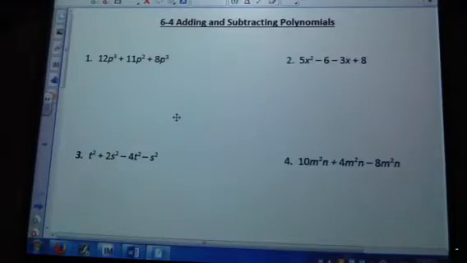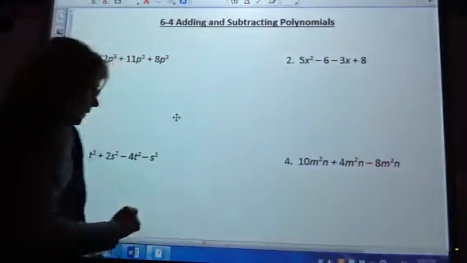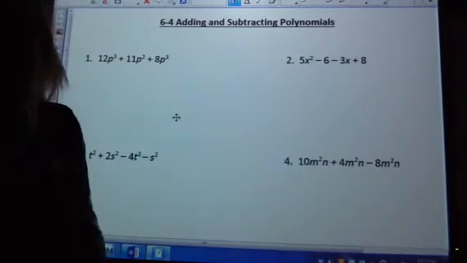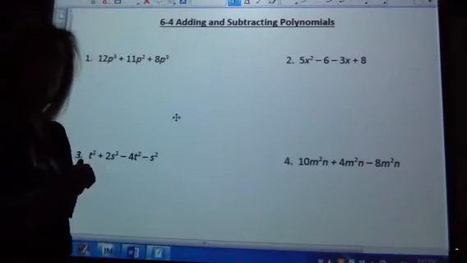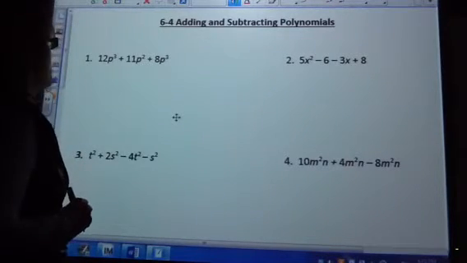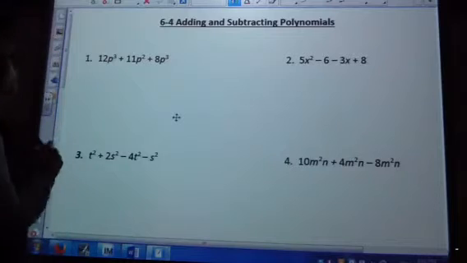Alright guys, today we're going to do Unit 6, Section 4, Adding and Subtracting Polynomials. And we're going to break this up into 2 days. We're going to do adding today, and then tomorrow we'll do the subtracting. Alright, so let's do a quick review here.